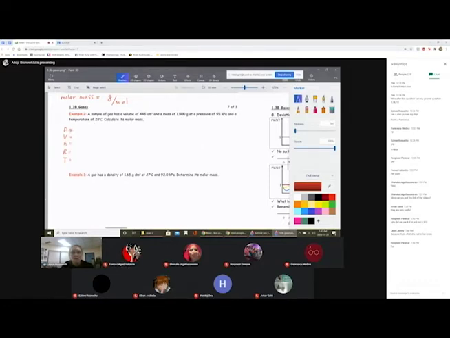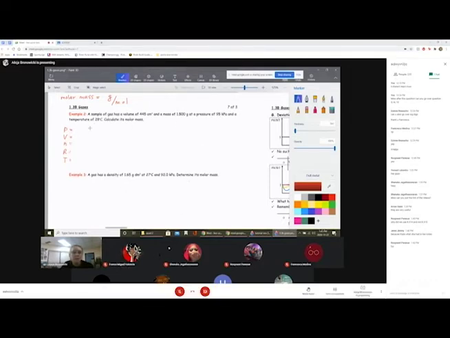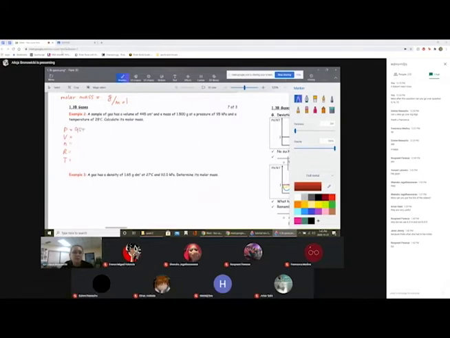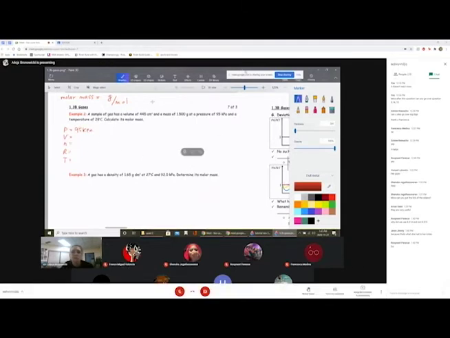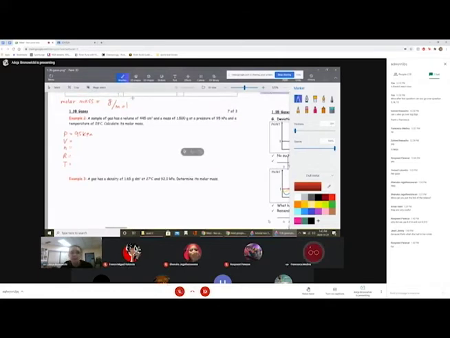Okay, so I've got pressure, 95 kilopascals, that's the right unit. Got volume, 445 cubic centimeters. What do I need to convert that to? Decimeter cubed. Right, to liters. So I need to convert it to liters.